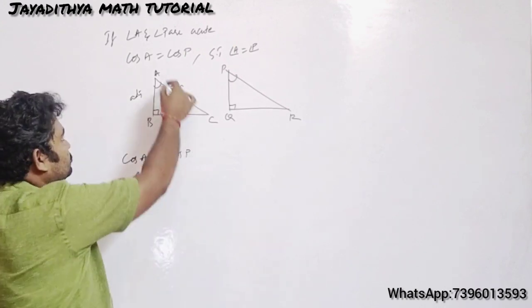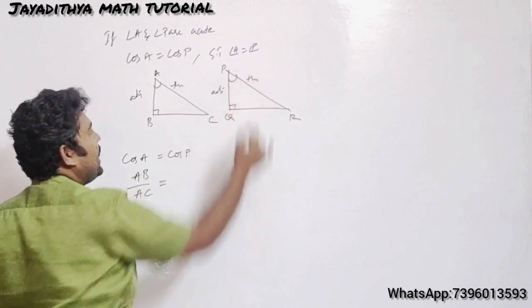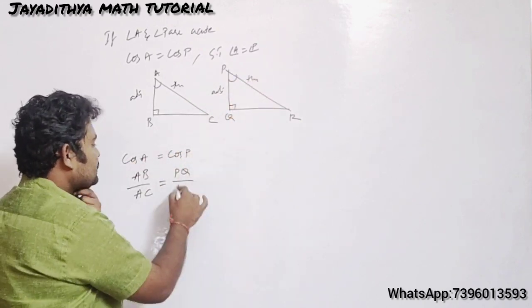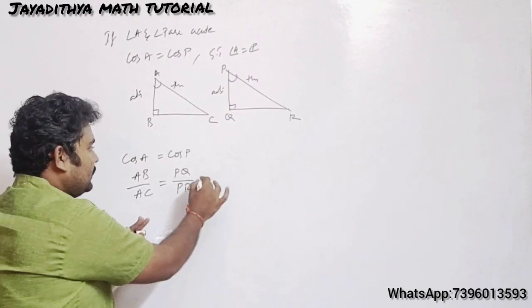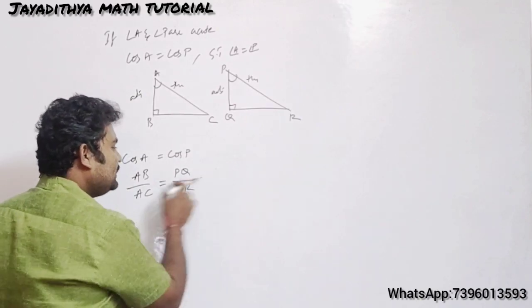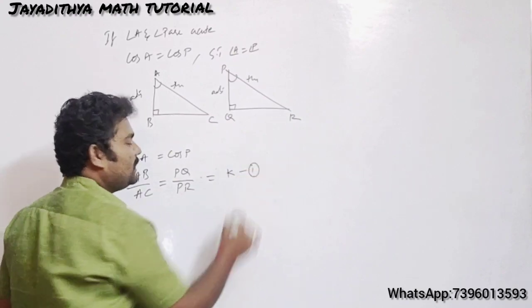Okay, and in the other triangle, cos P means here it will be adjacent and this will be hypotenuse. So the adjacent side is PQ by hypotenuse, which is PR. Clear? So let us try to equate these two ratios to some constant value K, and let us take this as equation 1.